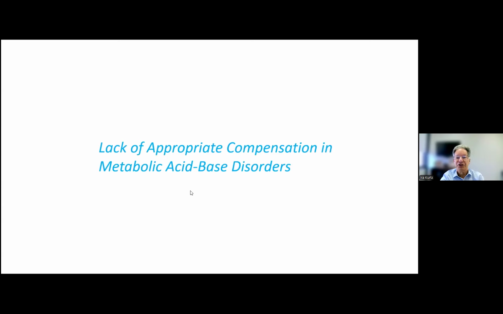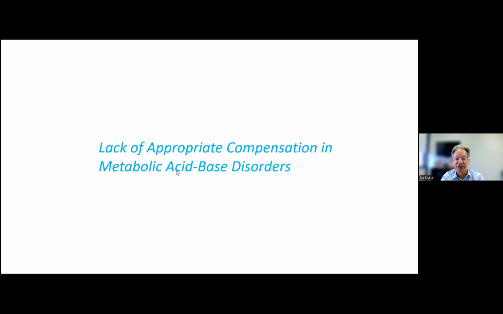Now, another clue that you have a mixed disorder is the lack of the appropriate compensation in metabolic acid-base disorders. So remember, in the metabolic acid-base disorders, whether it's metabolic acidosis or metabolic alkalosis, we have a predictable ventilatory response that we call the compensation. And the thought here is that you should be predicting what that should be based on the simple acid-base rules of 12 to 10 for metabolic acidosis and 7 to 10 for metabolic alkalosis.